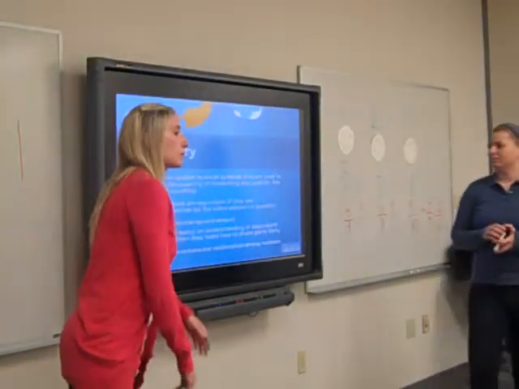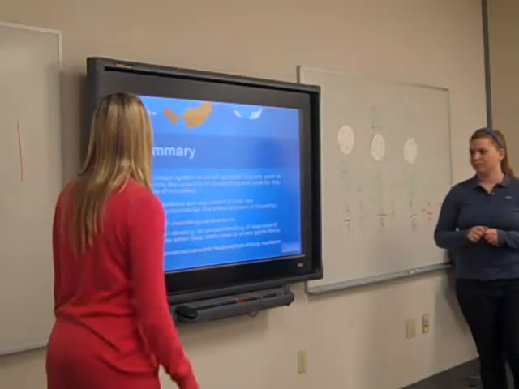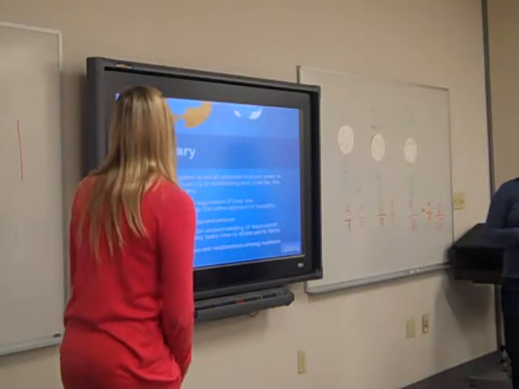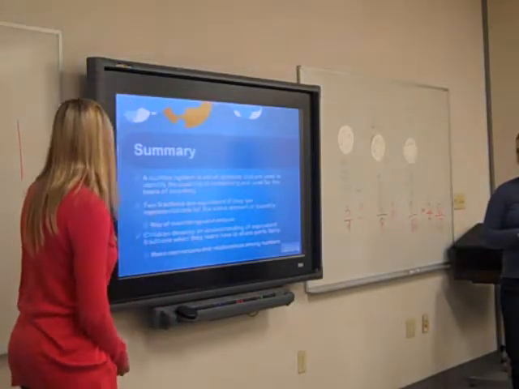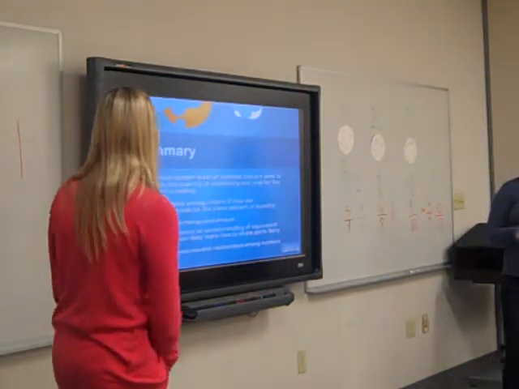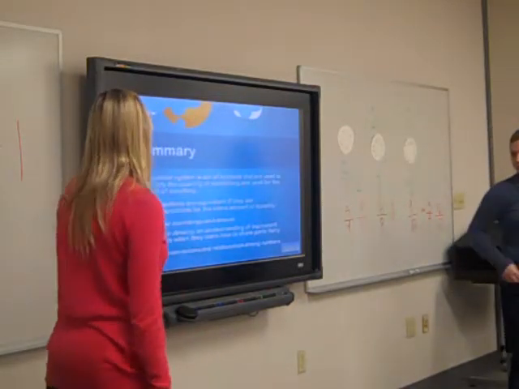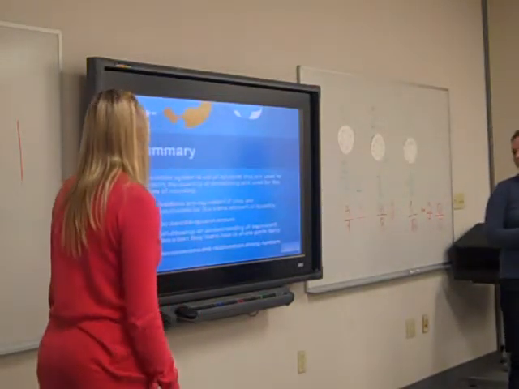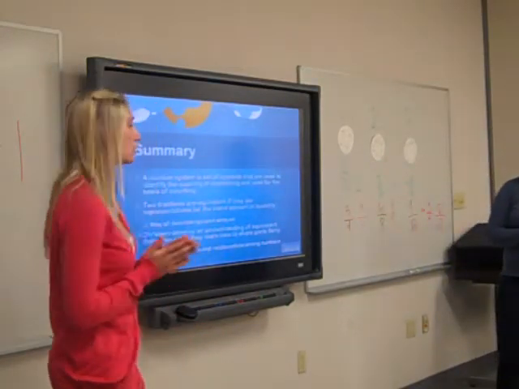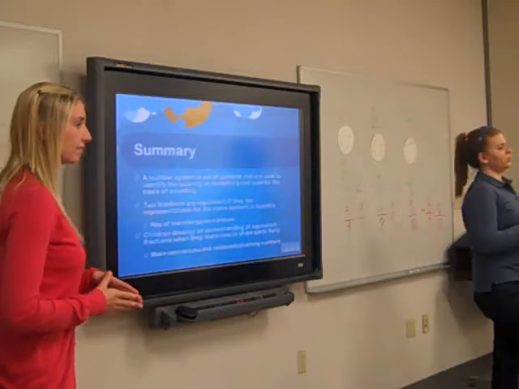So to summarize, we learned today that a number system is a set of symbols that are used to identify the quantity of something and used for the basis of counting. Two fractions are equivalent if they are representations for the same amount or quantity, and they're also a way of describing the same amount. And children develop an understanding of equivalent fractions when they learn how to share parts fairly. And by doing this, they make connections and relationships among numbers. Does anyone have any questions?